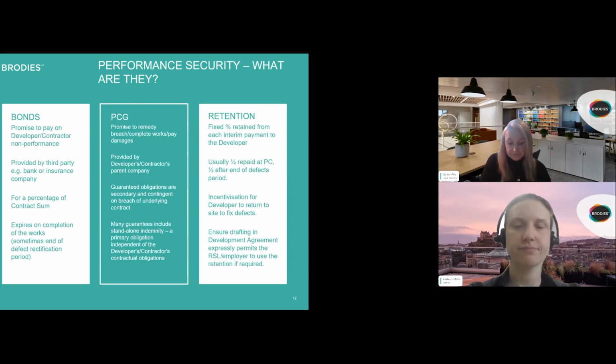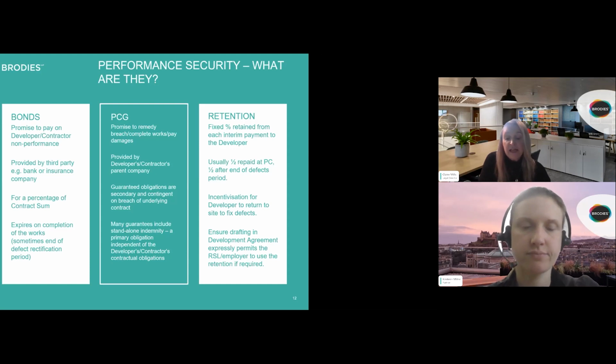A parent company guarantee, or PCG, if sought, will usually be provided by the developer's parent company or ultimate holding company, and it will be in favour of the RSL. If the developer is in default of the development agreement, the RSL can call upon the parent company to remedy the breach, complete the works, or pay damages sustained by the RSL caused by the developer's breach, or it could be a combination of these depending on the drafting within the PCG. There is no industry standard form of parent company guarantee, and the drafting of the parent company guarantee and the protection that it will offer the RSL does vary from case to case.